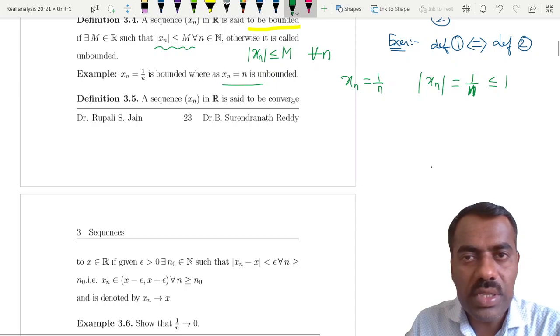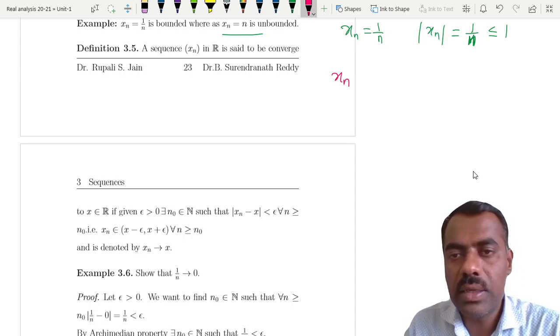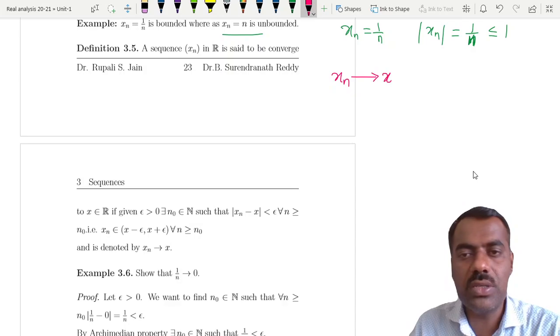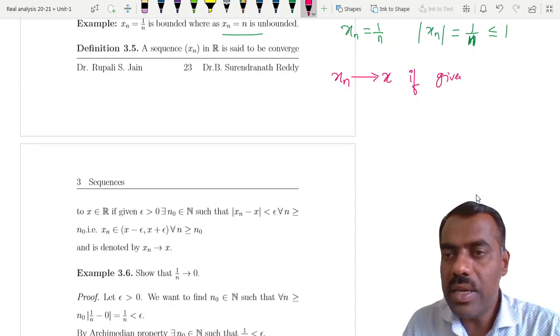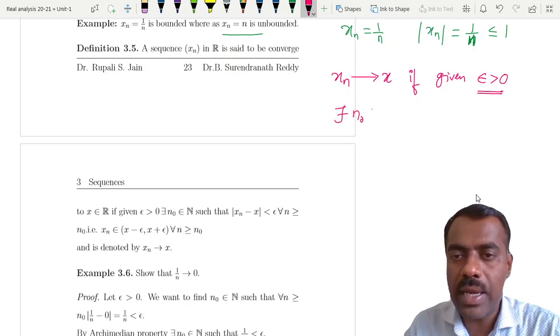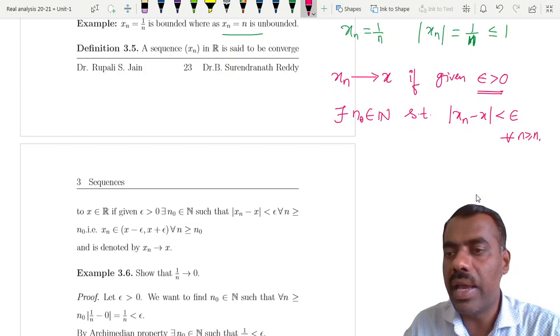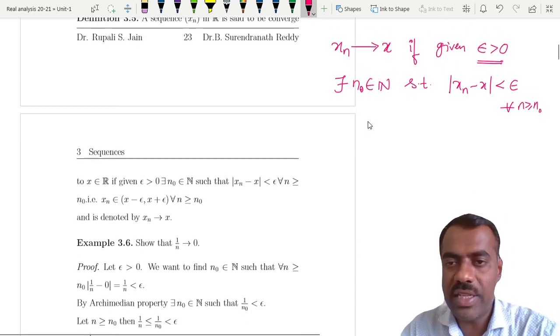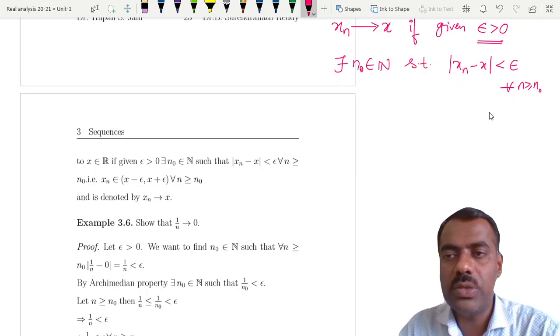Okay. So a sequence xn is said to converge to x, and we denote this by xn converges to x, if given any positive real number epsilon greater than 0, we should be able to find a natural number, you can call it n naught, such that mod xn minus x is less than epsilon for all n greater than or equal to n naught. That means after that stage, after that n naught, if you take any element from that sequence xn, their difference should be less than epsilon.